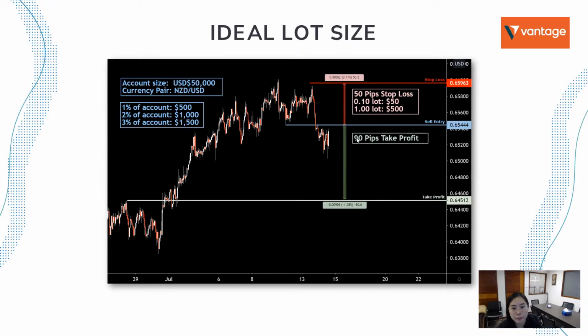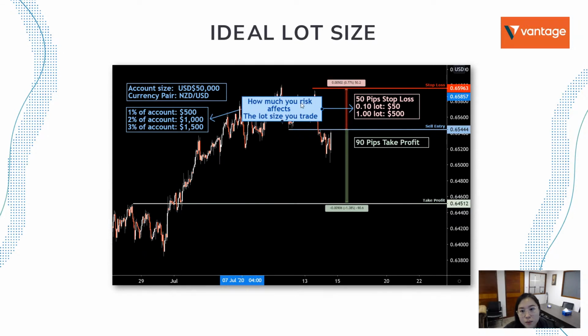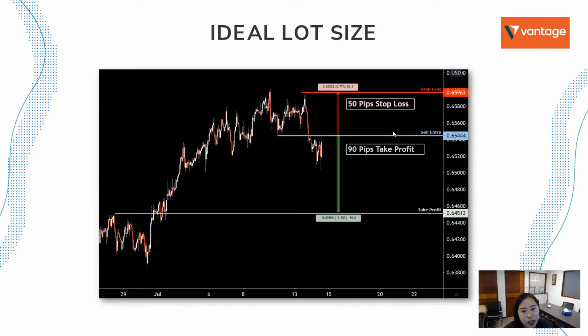This is another example. It's just trying to emphasize that even if your take profit is 90 pips, you shouldn't be using your take profit. You should still be using your 50 pips stop loss. Okay. It should always be your stop loss that decides how much your lot size is. It should never be a take profit. Okay. How much risk the lot size you trade.